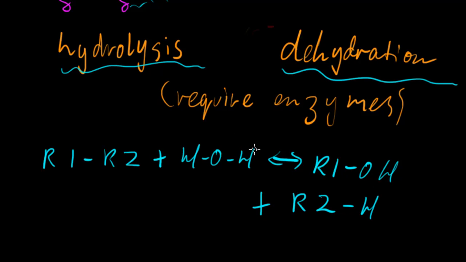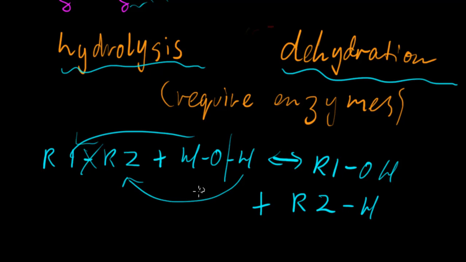As you can see, this water molecule has been separated and one hydrogen has attached itself to one random group. This is split, and that has joined onto R1, like that and like that. Hope you can see that there.